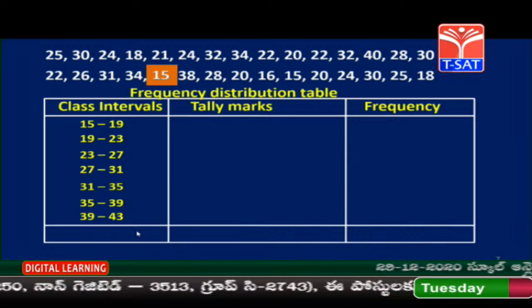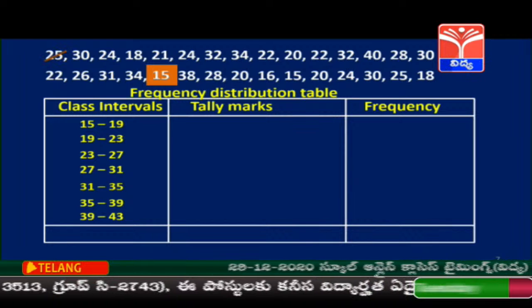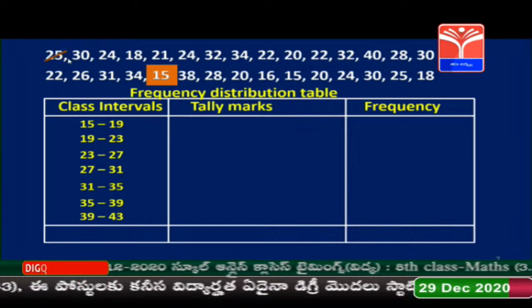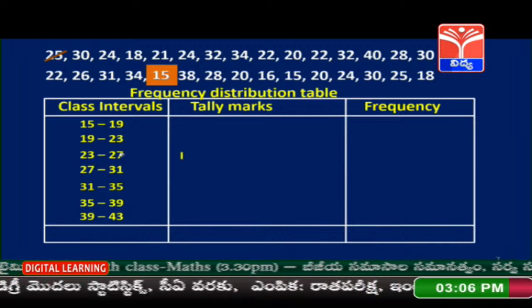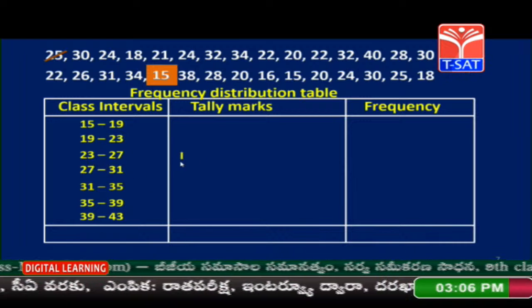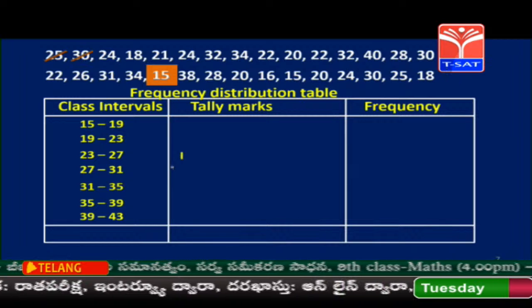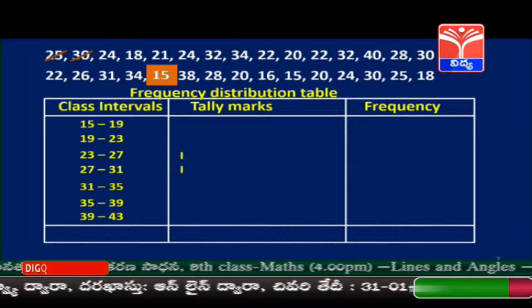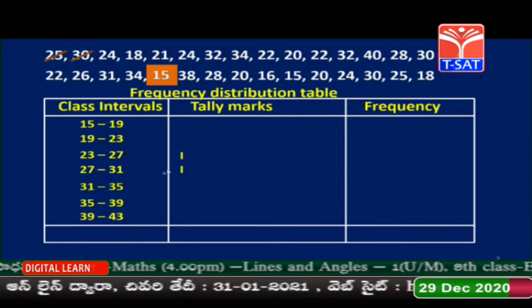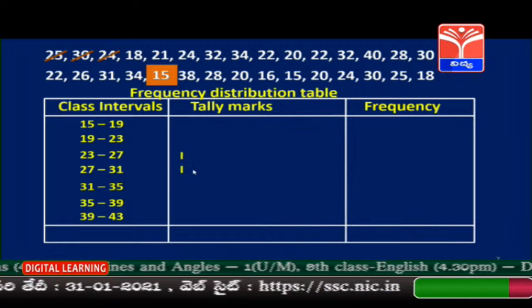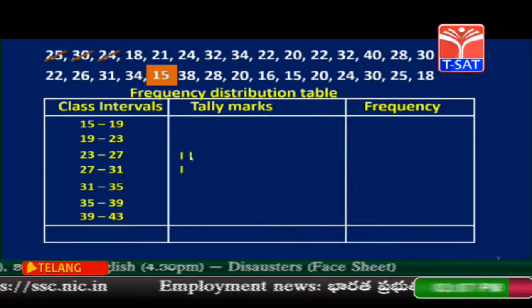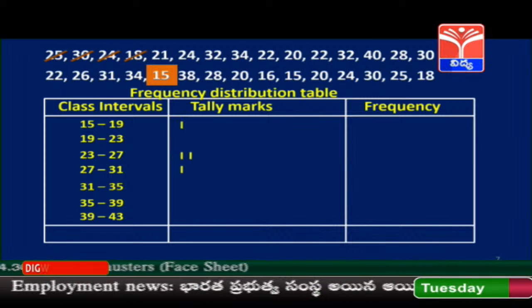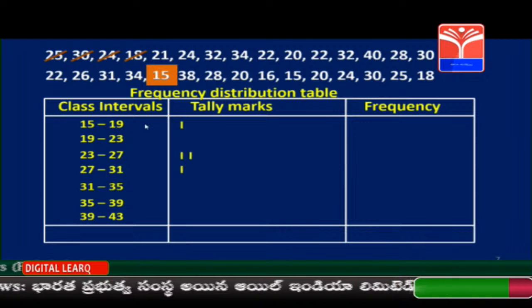You have to prepare tally marks. How? What is the first number? 25. See children, I am cancelling 25 here. Now, tell me where the 25 will come? Yes, in 23 to 27 class. So, I am taking one line here. Now, 30, where this 30 will come? Yes, in 27 to 31 class. Next 24, where it will come? In 23 to 27 class. Next 18, where it will come? Yes, in the first class, that is 15 to 19.